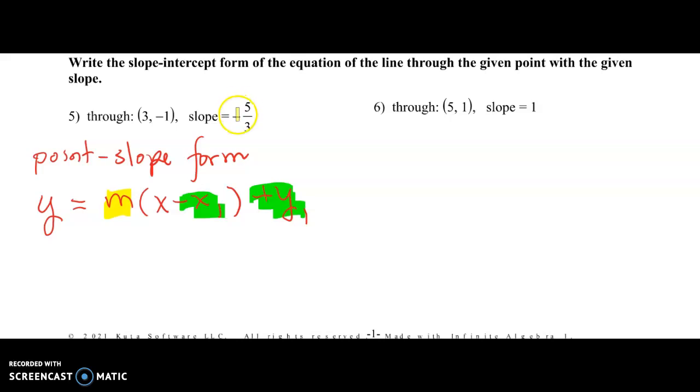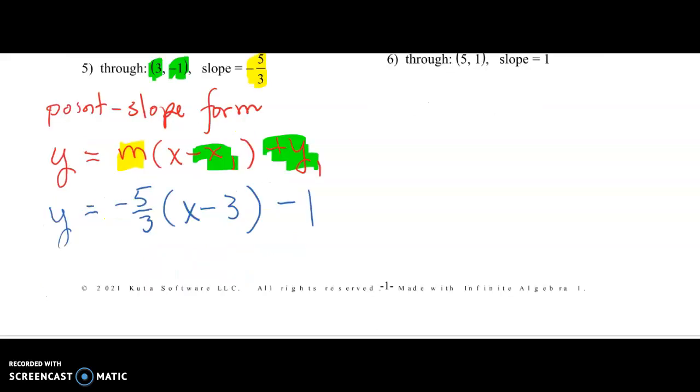So again, for this problem, we are given the value of slope, and we are given this ordered pair, which we're going to use to plug into point-slope form. So y equals, we're going to plug in our value for slope, and for x1, it's going to be 3, and then for y1, we are plugging in -1. So again, this is the equation of the line in point-slope form.